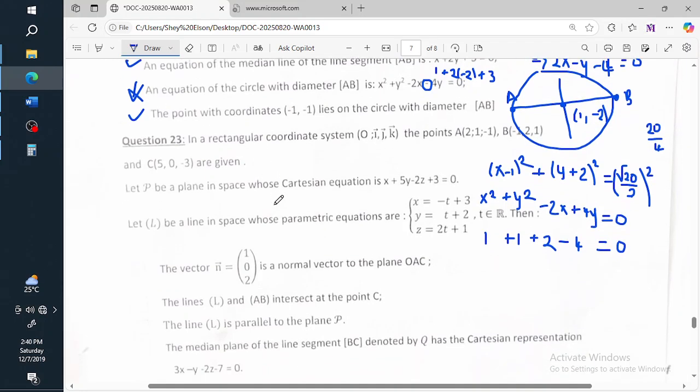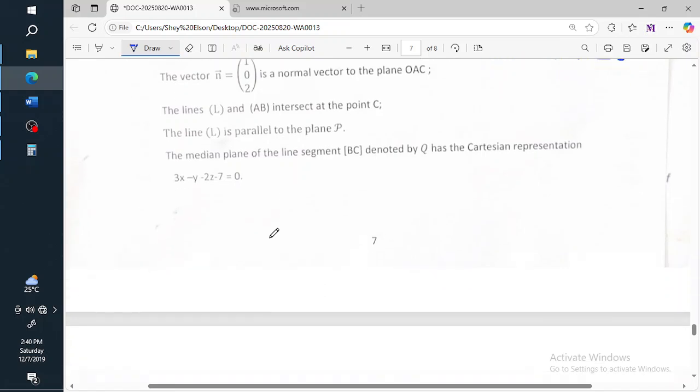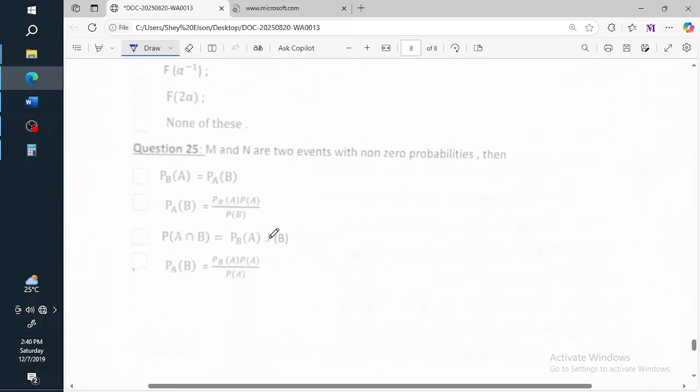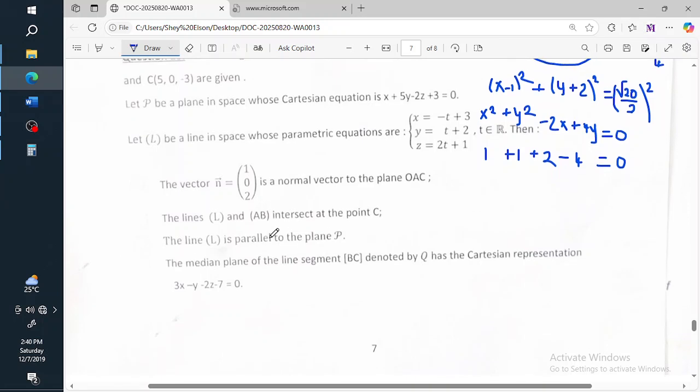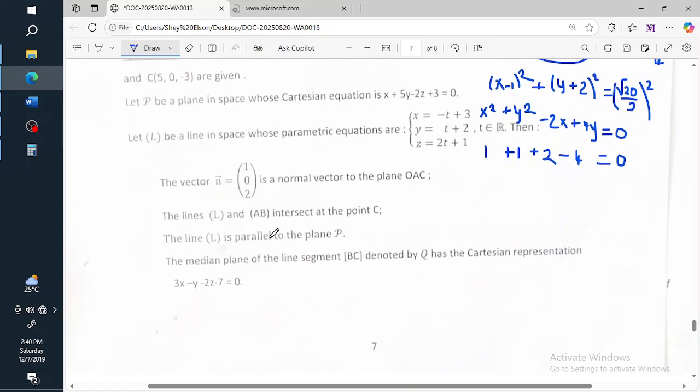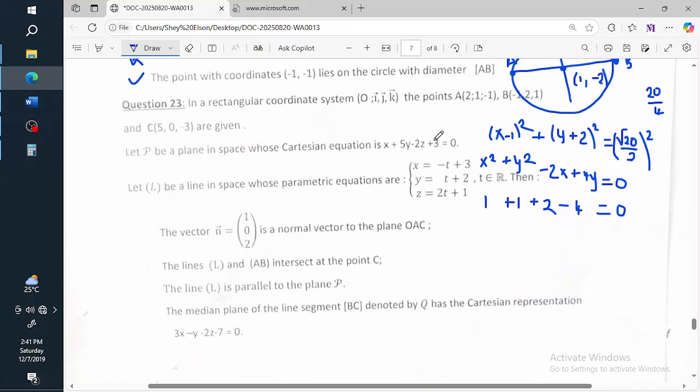Let's go to 23. In the rectangular coordinate system, we have A, B, and C. I'll just explain what you need to do, because writing like this, I don't really have a pen, so I'm using my mouse and it's very difficult. So let P be a plane, this is the equation of the plane. Let L be a line, this is the equation of the line.